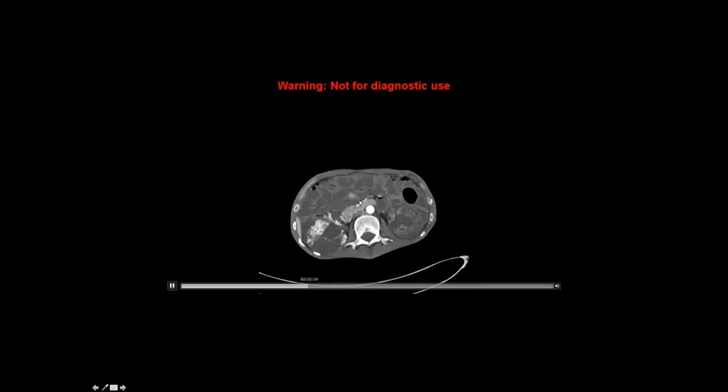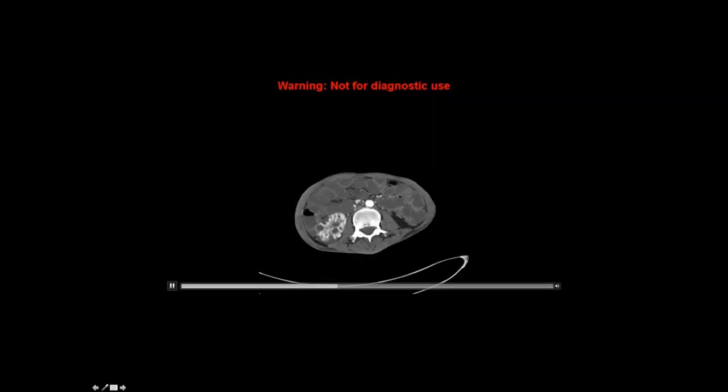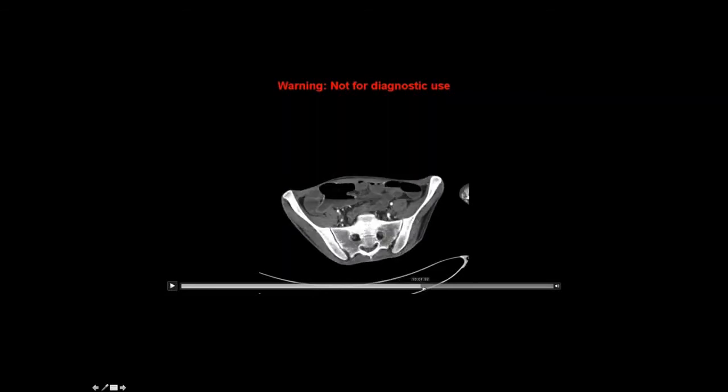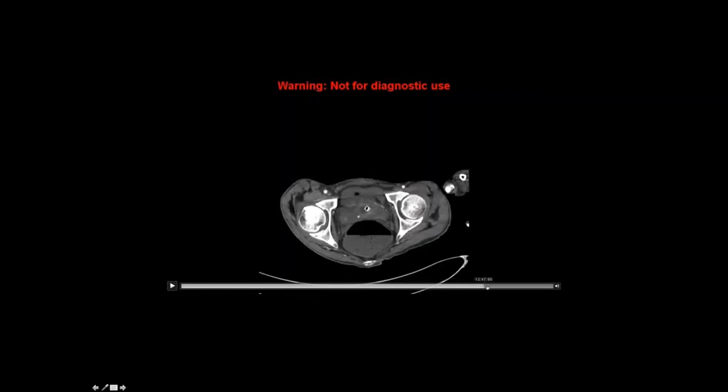Then the proximal jejunal loops. This is the normal appearance of the proximal jejunal loops. They look really thicker mucosal folds, but then later on they will appear like this. These are the distal jejunal loops, and then the proximal ileal and the distal ileal loops. So again, you will notice how beautifully these small bowel loops are distended.